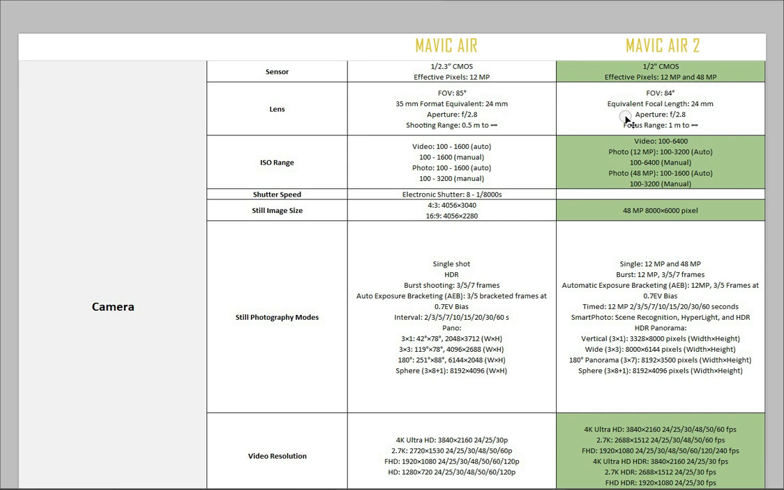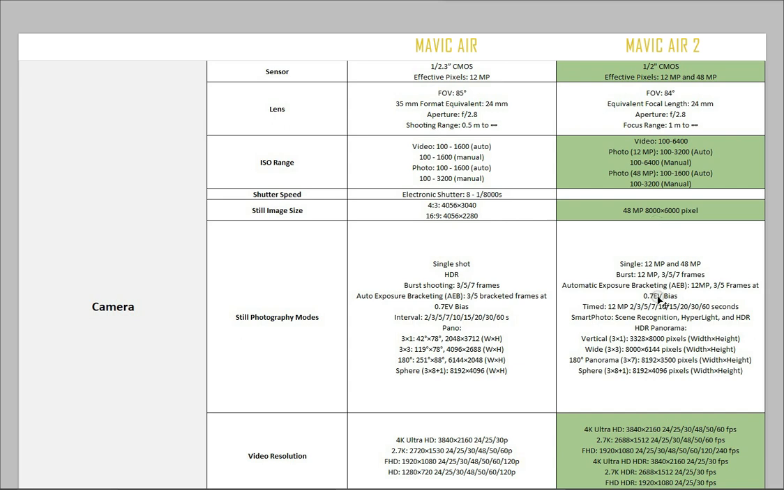Then the field of view remains the same. It was 85 degrees and now it is 84 degrees, only 1 degree difference. Then ISO range, it has increased for video and still images as well, but it is still not that much as compared to Mavic Pro 2. Okay, then we don't have any shutter speed information, which I assume will be the same for the Mavic Air. And then I have already discussed this image size, which is this big.